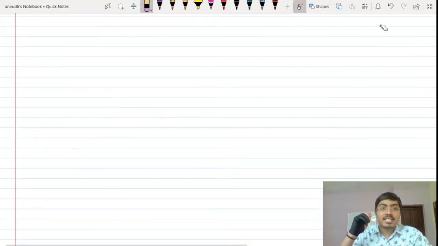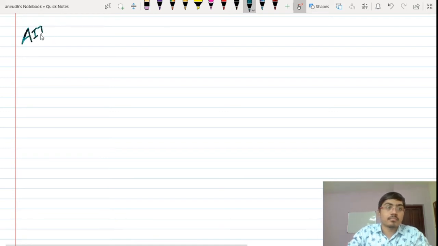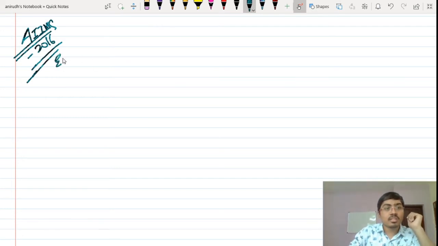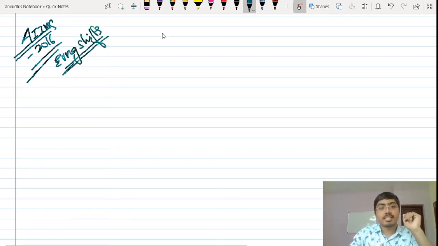So guys, I attempted my first AIIMS exam in the year 2016. AIIMS is normally conducted in 2 shifts. Either you get the morning shift, so you go to the examination hall in the morning, or there is an evening shift also. I got the evening shift in 2016, and there was a question asked from this topic.